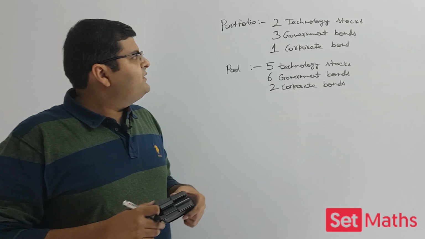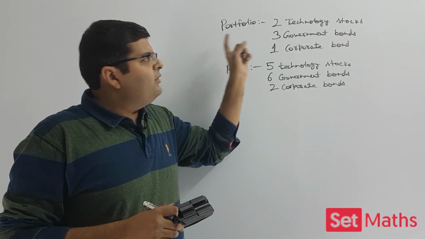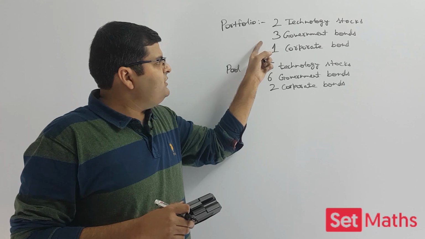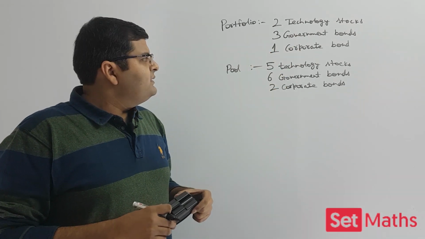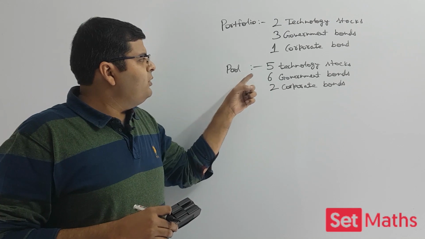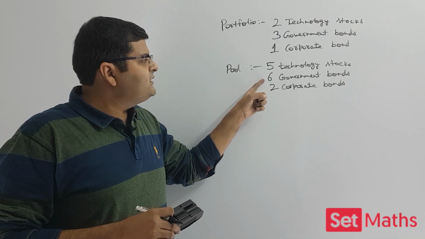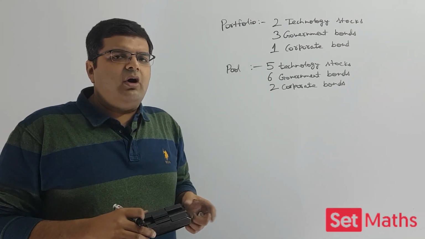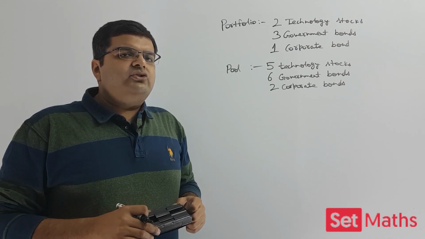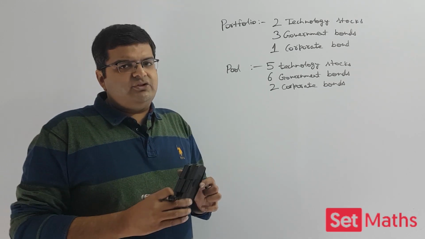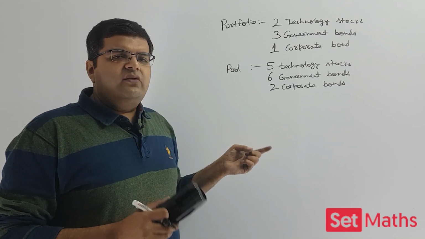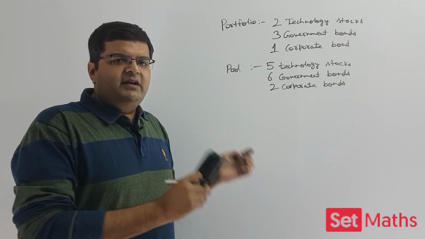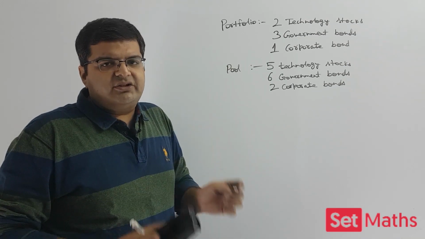Okay, so here the investment manager has to create a portfolio of exactly 2 technology stocks, 3 government bonds and 1 corporate bond. The manager has to choose from a pool of 5 technology stocks, 6 government bonds and 2 corporate bonds. Okay, so this is a selection based question. We'll have to first figure out whether the selection is following the fundamental counting principle or combinations.